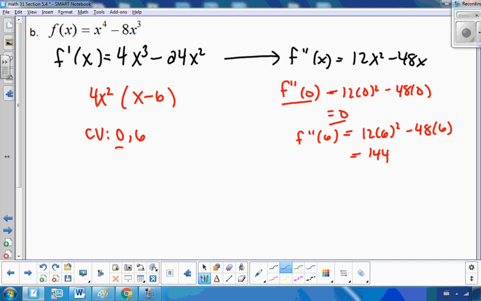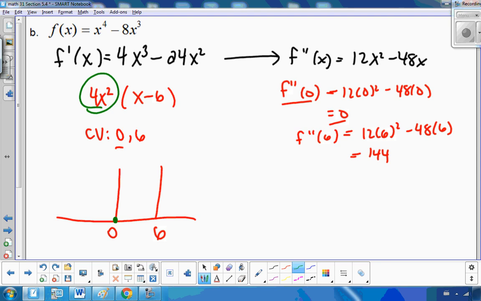So I need to go back to the first derivative and figure out what's happening at 0. Remember, 3 things can happen. I could have a max, I could have a min, or I could have a point of inflection. So back to my first derivative. I've got 4x squared, which is 0 here. But to the left and the right, it's always going to be positive since I'm squaring.